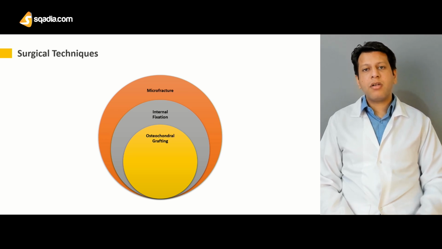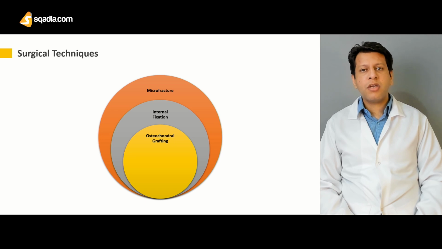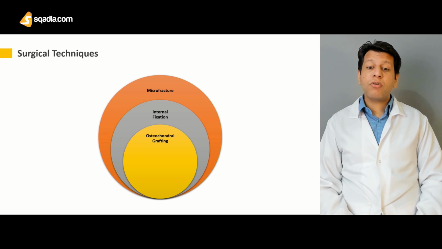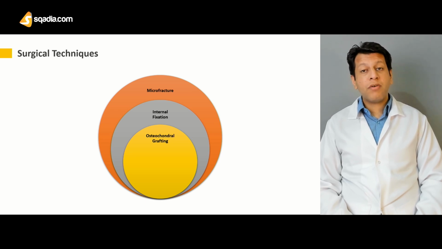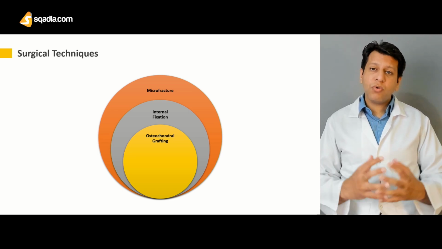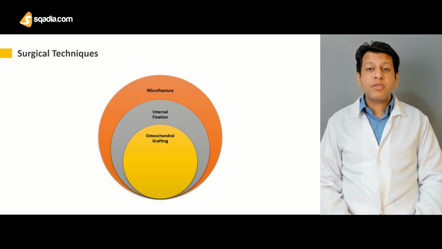Therefore, multiple different techniques can be employed, but the decision depends upon two things. What is the size of the lesion? Is it a small lesion less than 2 to 3 centimeters square, or is it a large lesion, more than 2 to 3 centimeters? For the small lesions, we can go for microfracture technique and internal fixation as well. For the large lesion, we may have to go for osteochondral autograft, allograft, or autologous chondrocyte implantation. But if it's a low demand patient, we can also go for microfracture or internal fixation in a large lesion as well.